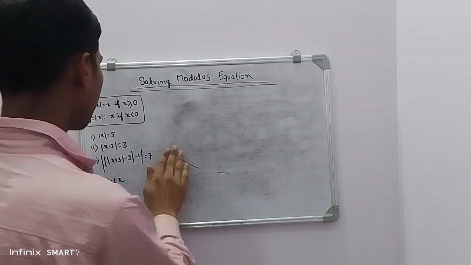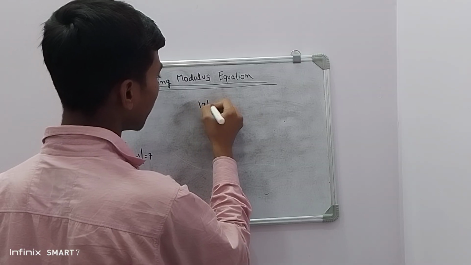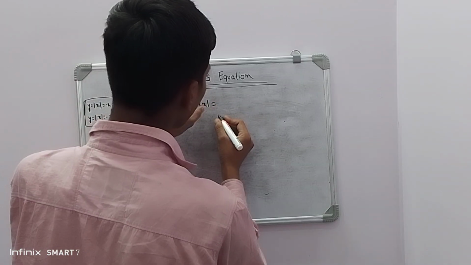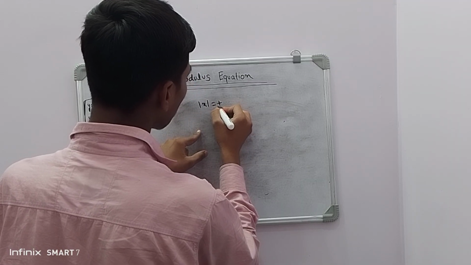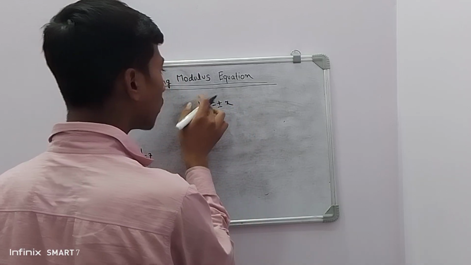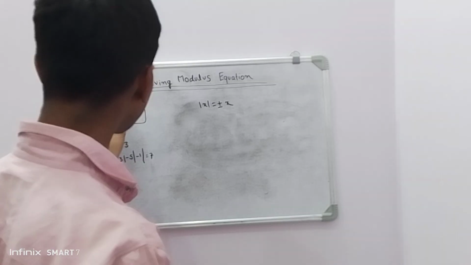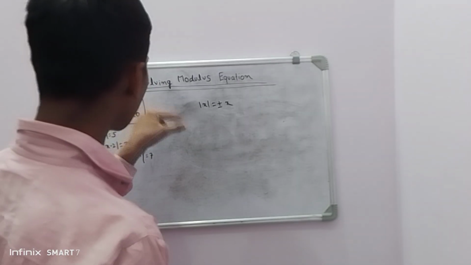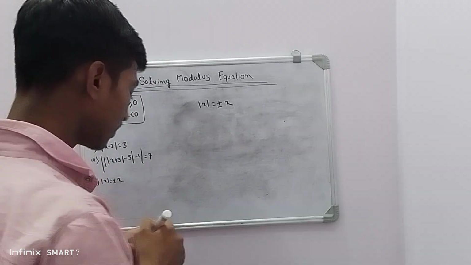And the next very interesting question I am going to solve. Let's suppose we have mod x here, so it could be opened. If I remove the mod, then you could write it as plus minus x, because the mod opens in both manners. It will be minus when the value of x is less than 0, and it could be plus when the value of x is equal to or greater than 0.